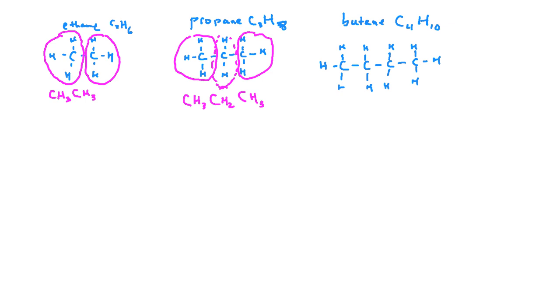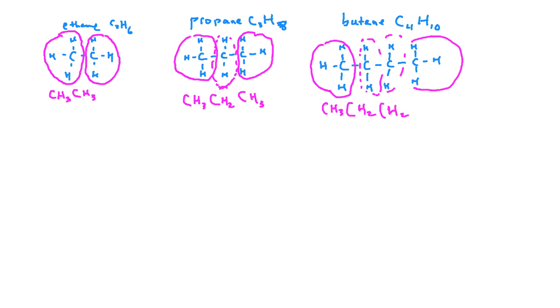Okay, so what do we have? Well, once again, if we follow what we've been doing, on the end notice we have a CH3. Here CH2, then we have another CH2, and then on the end our CH3. We'll do one more because I think you're getting the idea, right? So let's do pentane.